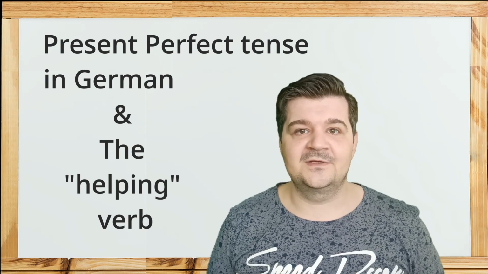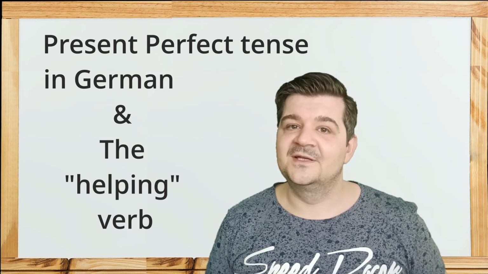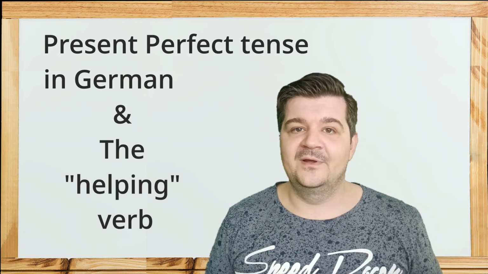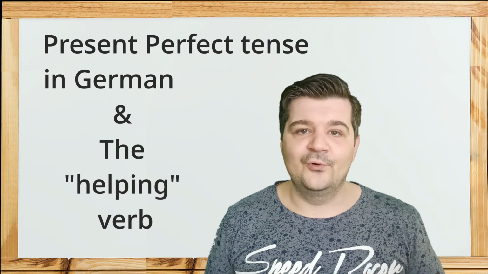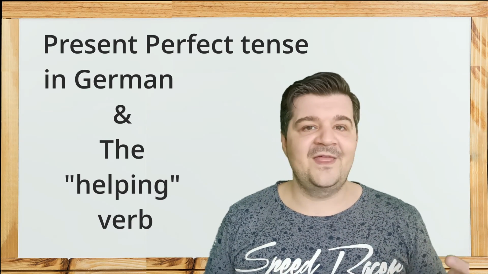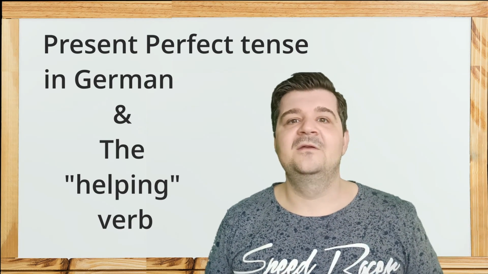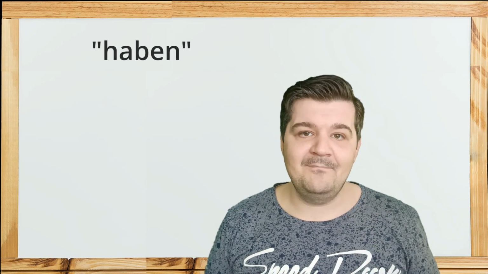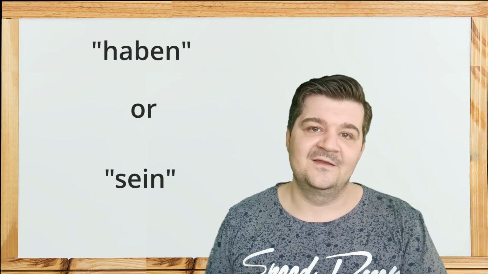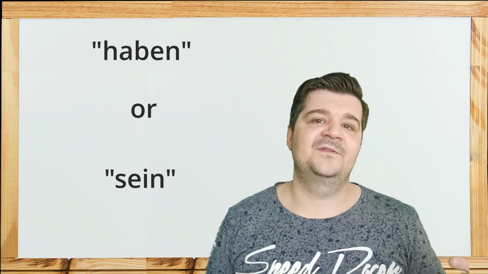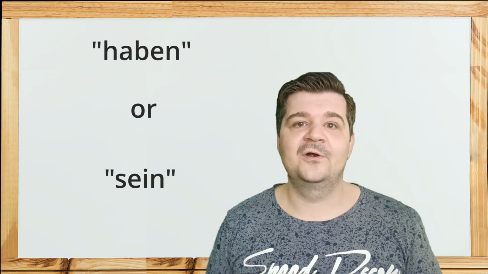When constructing such a tense, you will need a helping verb. And this helping verb in German, other than in English, can be either haben or sein. So it is either something derived from to have or to be.